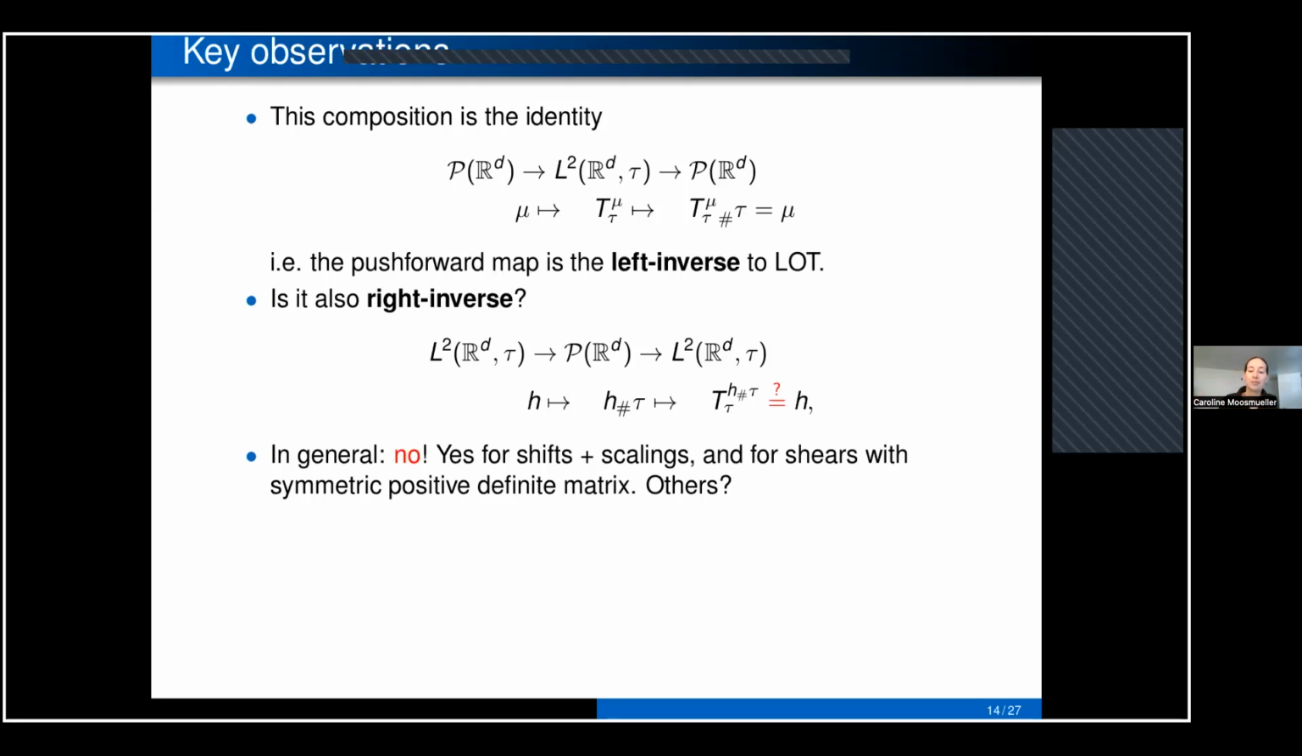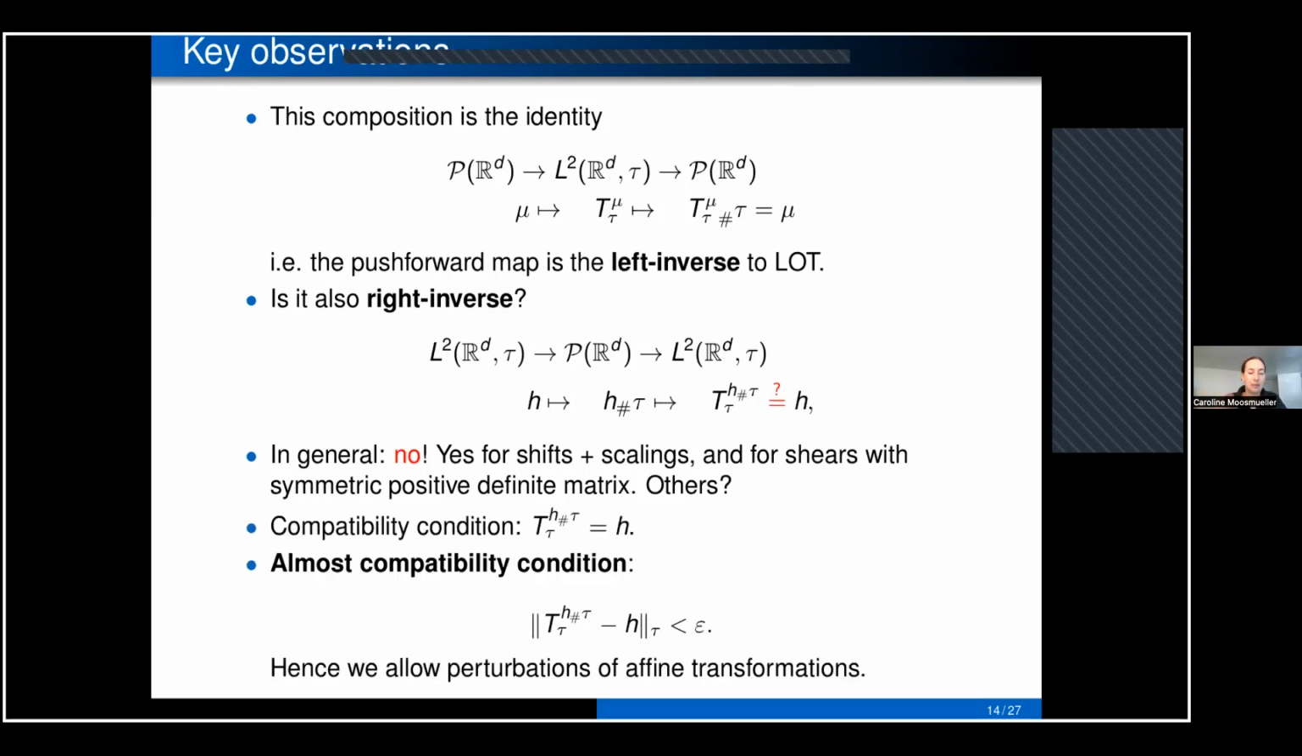Not in general. And something else we study is not just about this condition being satisfied exactly, but also about this condition being satisfied up to an error, which is usually the case when you have some kind of application.